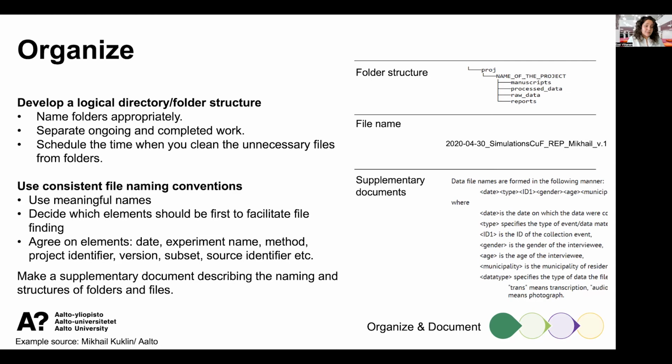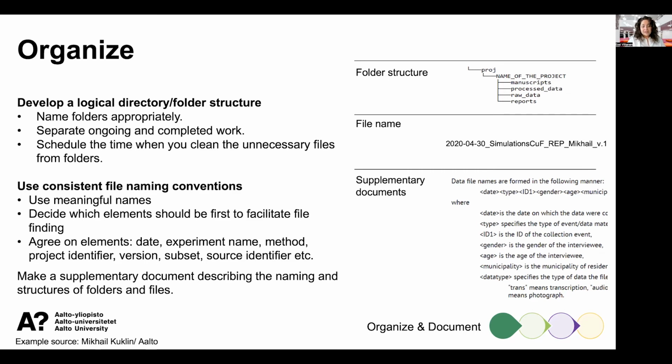The recommendation would be to separate your ongoing and completed work and also schedule some time in your calendar when you clean the unnecessary files from the folders. We also would recommend using consistent file naming conventions, so using just meaningful names. And if you're working in a group, deciding and agreeing on the elements which should be included. These might include the date, experiment name, the method, project identifier, version, and so forth. And also make a supplementary document that describes your naming conventions and the structure of your folders and files.